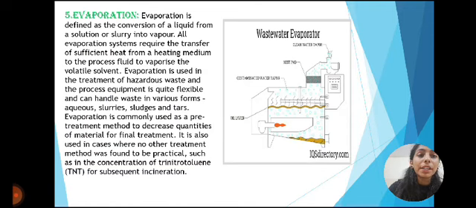Fifth one, evaporation. Evaporation is defined as the conversion of a liquid from a solution or a solid into a vapor. All evaporation systems require the transfer of sufficient heat from a heating medium to the process fluid to vaporize the volatile solvent.